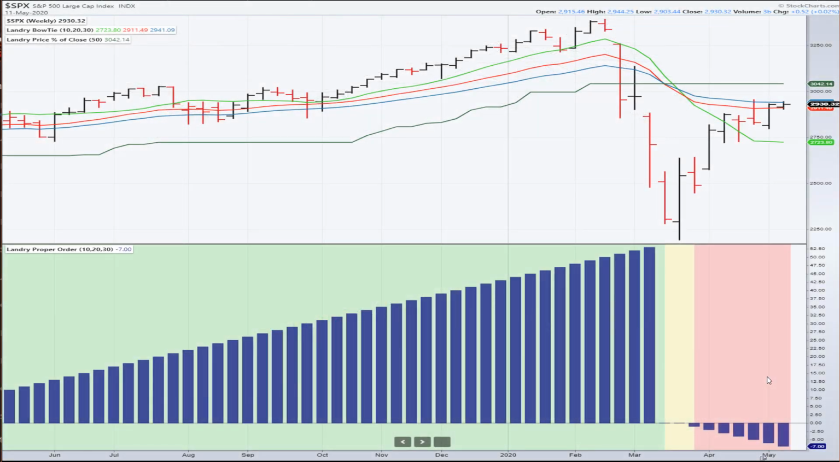And one of the newer ones we added last week was the Landry proper order of the moving averages and also the 10% buy line. So the 10% buy line is this little green line up here. And all that is, it takes a 50-week new closing high. So you can see on this day here, we made a new closing high. And then it takes 10% from that.